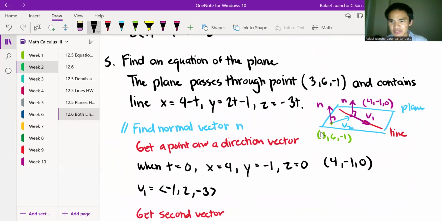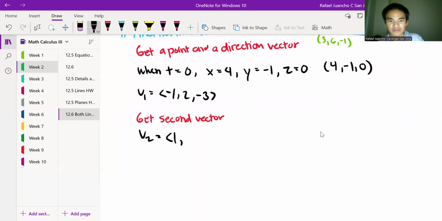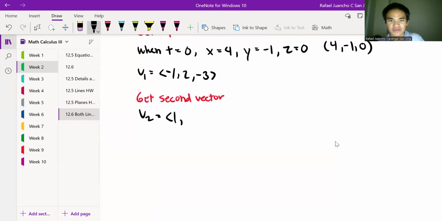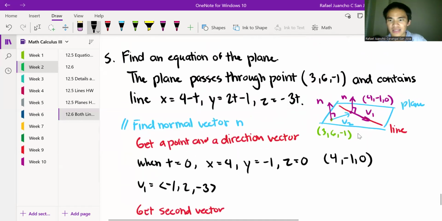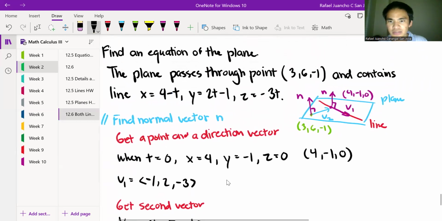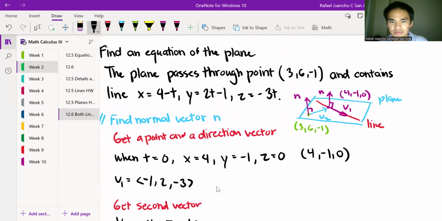So that's 4 minus 3, so that's 1. And then negative 1 minus 6, so that's negative 7. And lastly, 0 minus 1, so that's minus 1. So that's that vector there. Wait. Is it minus 1? I don't think so. Negative 1.